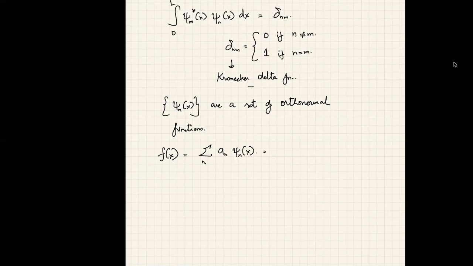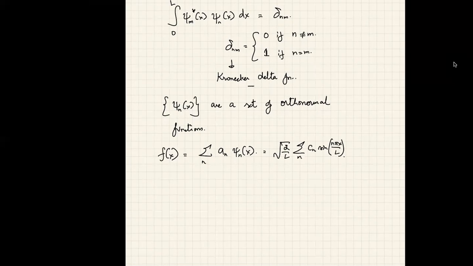So I can write this as square root of 2 over L times the sum of Cn sine n pi x over L, in the space between x equal to 0 and x equal to L, with sine n pi x over L as a set of orthonormal basis functions.